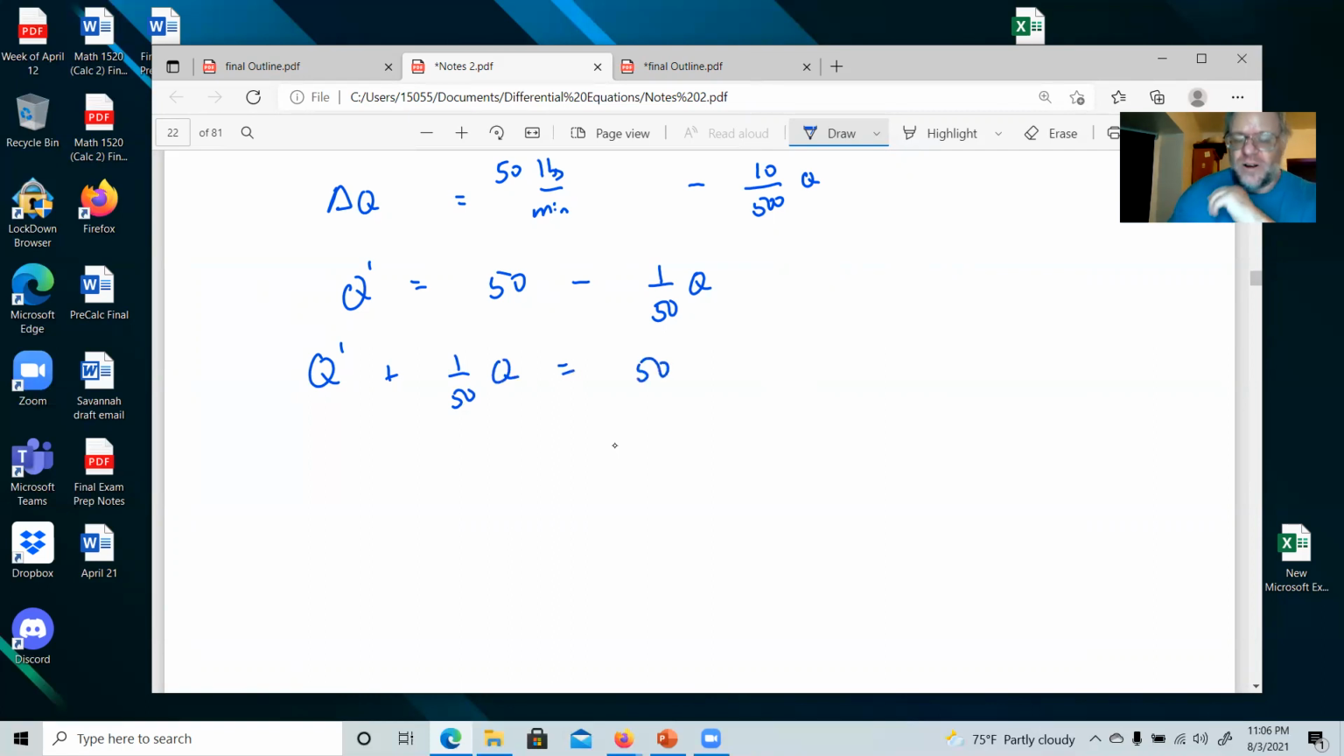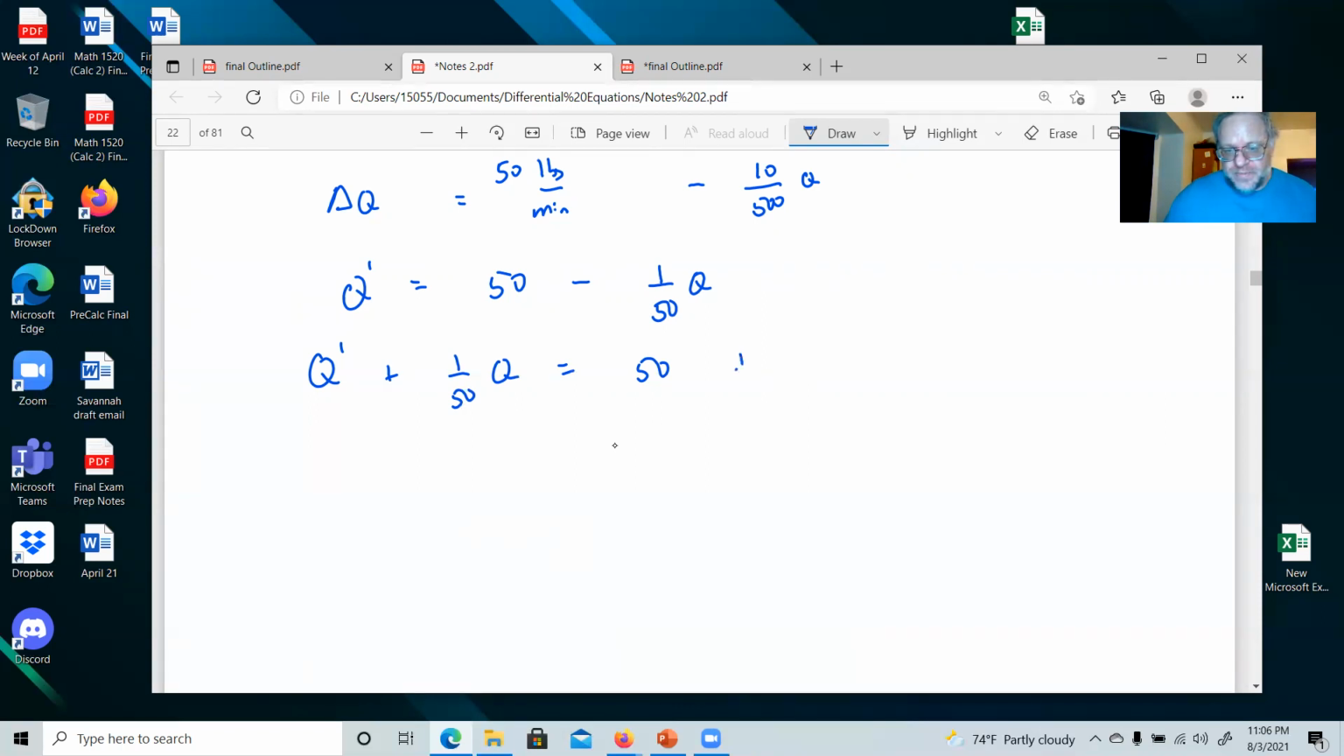You could probably solve this with separable, because you could just factor out a 1/50 here, pull the 1/50 out in front, take whatever's left, divide it under, and then you'd have a Q prime over Q, you'd have a logarithm, it'd be fine. But I usually solve these problems with integrating factors, so that's what we're doing.